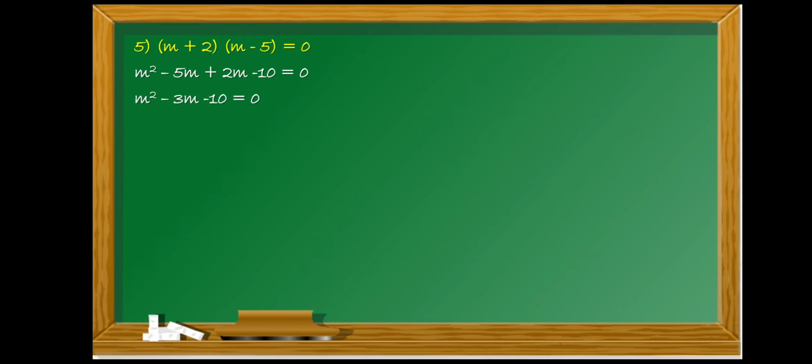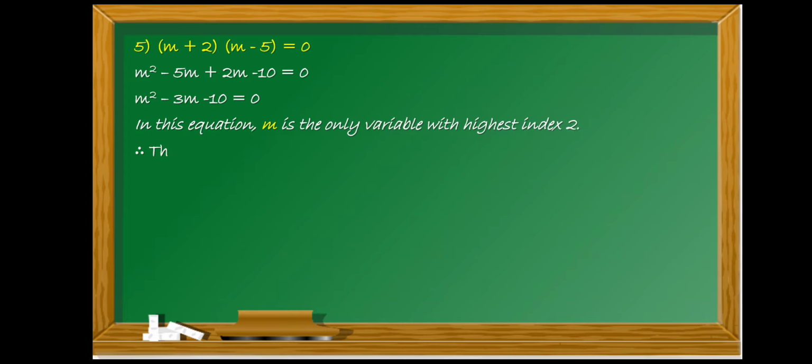So it will be m square minus 3m minus 10 equal to 0. So you will see again the highest index power of the given variable m is 2. Therefore, the given equation is a quadratic equation.